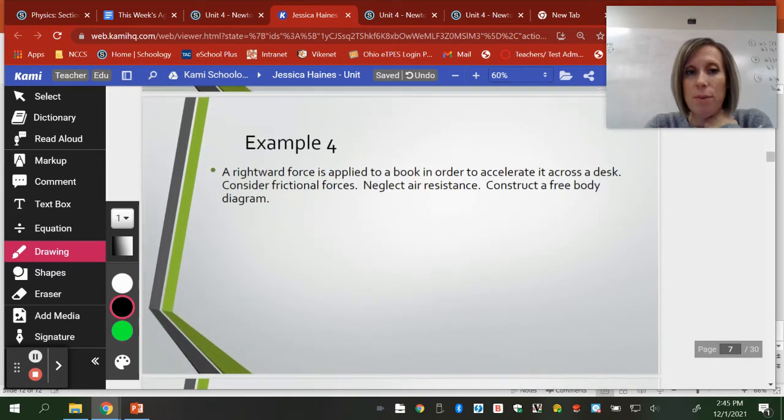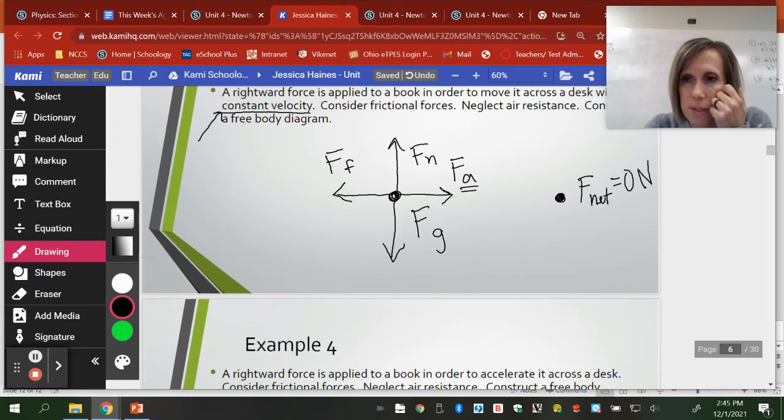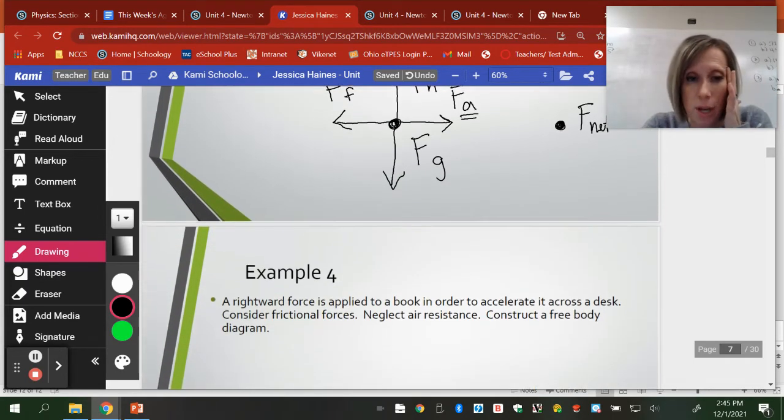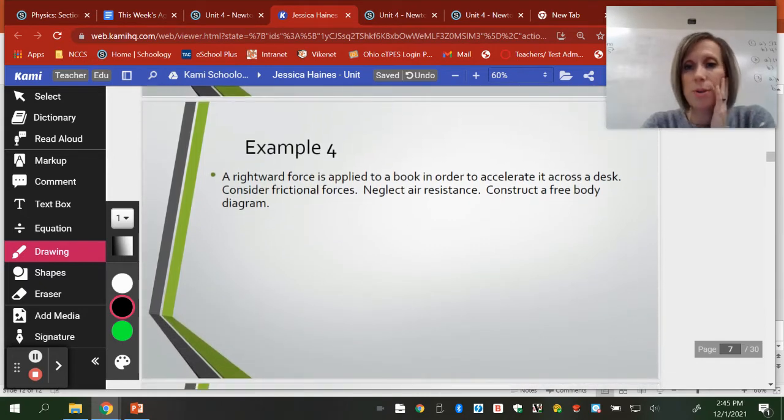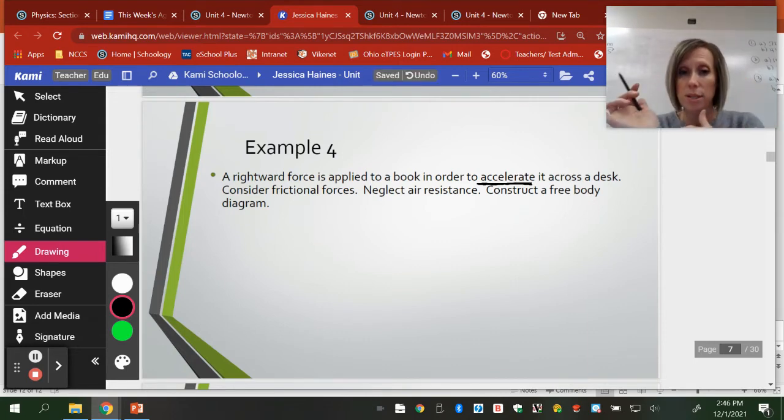Okay, now we have a rightward force. Did it tell us in the last one? Oh yeah, we said this. I overlooked that. A rightward force is applied to a book in order to accelerate it across the desk. Consider frictional forces. So we still have frictional forces, but now we're accelerating the object. And what that means is it's not traveling at a constant velocity. It's now going to be speeding up across the desk.